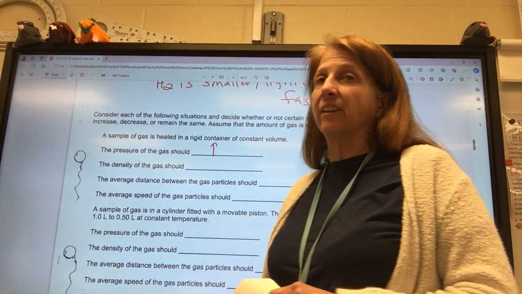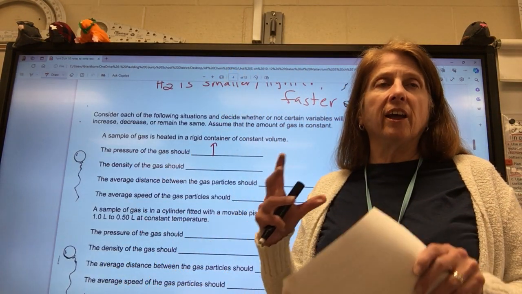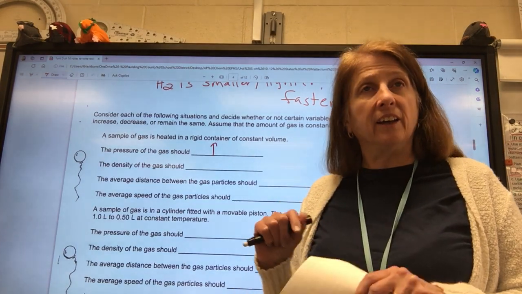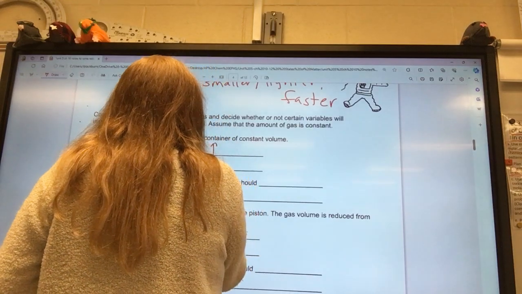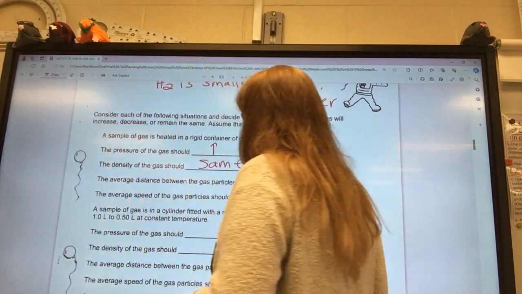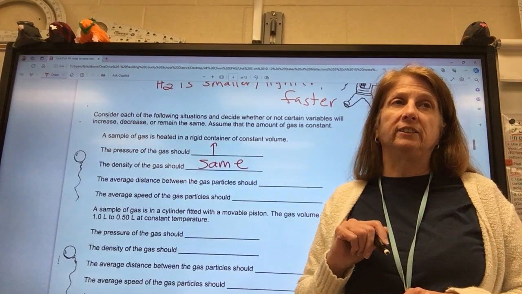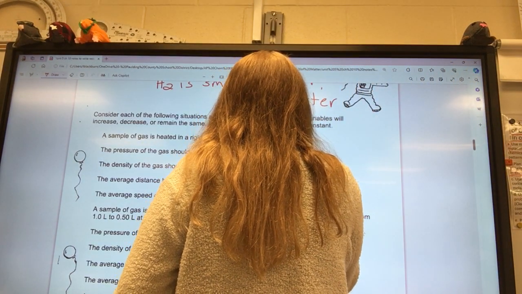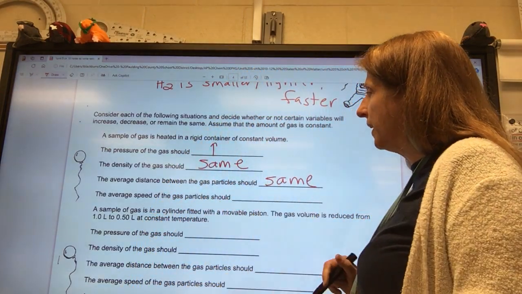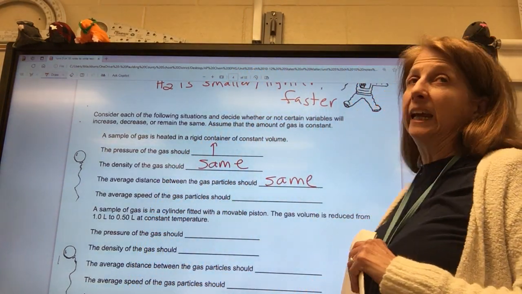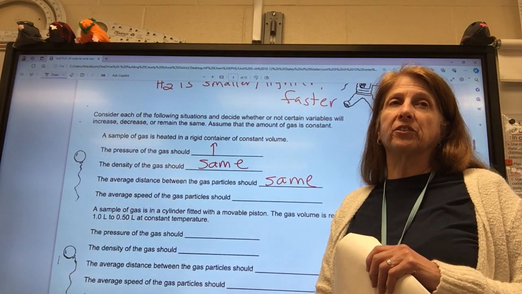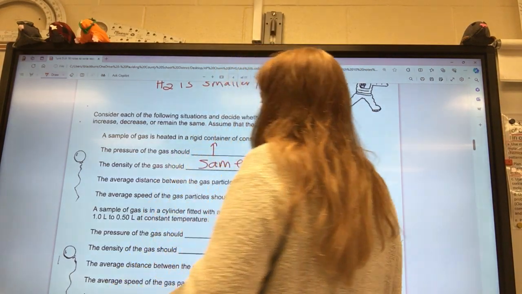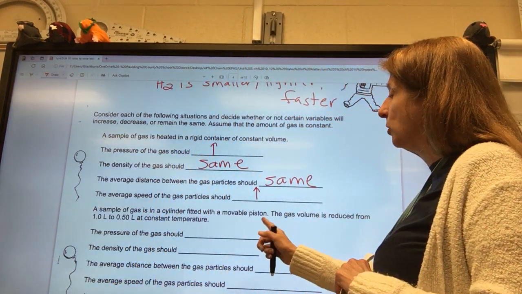What will happen to the density? It's sealed. Can particles get in and out? No. So the density is going to stay the same. Okay? The average distance between the gas particles should stay the same because you still have the same number in there and they're going to repel each other and spread out. The average speed should increase, decrease, or stay the same with you heating it up? Increase. Great job.